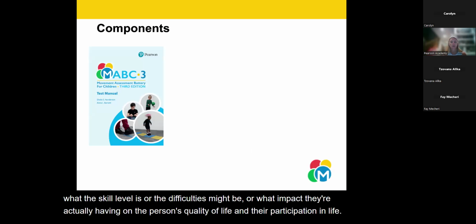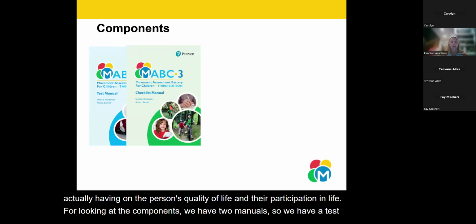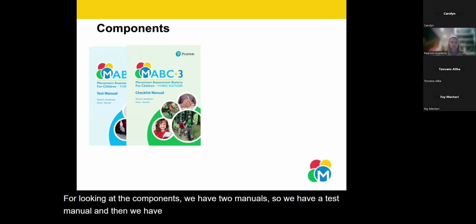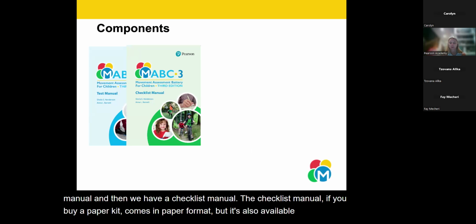So looking at the components, we have 2 manuals: a test manual and a checklist manual. The checklist manual, if you buy a paper kit, comes in paper format, but it's also available digitally in the Q Global Resource Library.